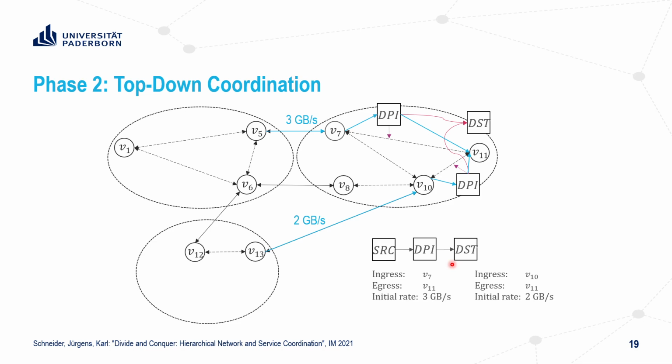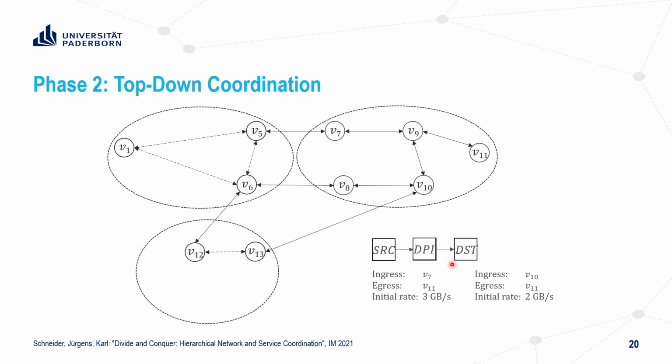So if we now zoom into this domain and do the coordination on that domain, we have some more information about the involved nodes, and we can do the placement on these nodes now. So again, we have as sources now the 2 border nodes, and the destination is here the egress. And we might decide that we just need one DPI that's shared by traffic from these 2 sources. Yeah, and that's how we do the top-down coordination. Of course, we still also need to do the routing here and so on. But that's in principle how it works.